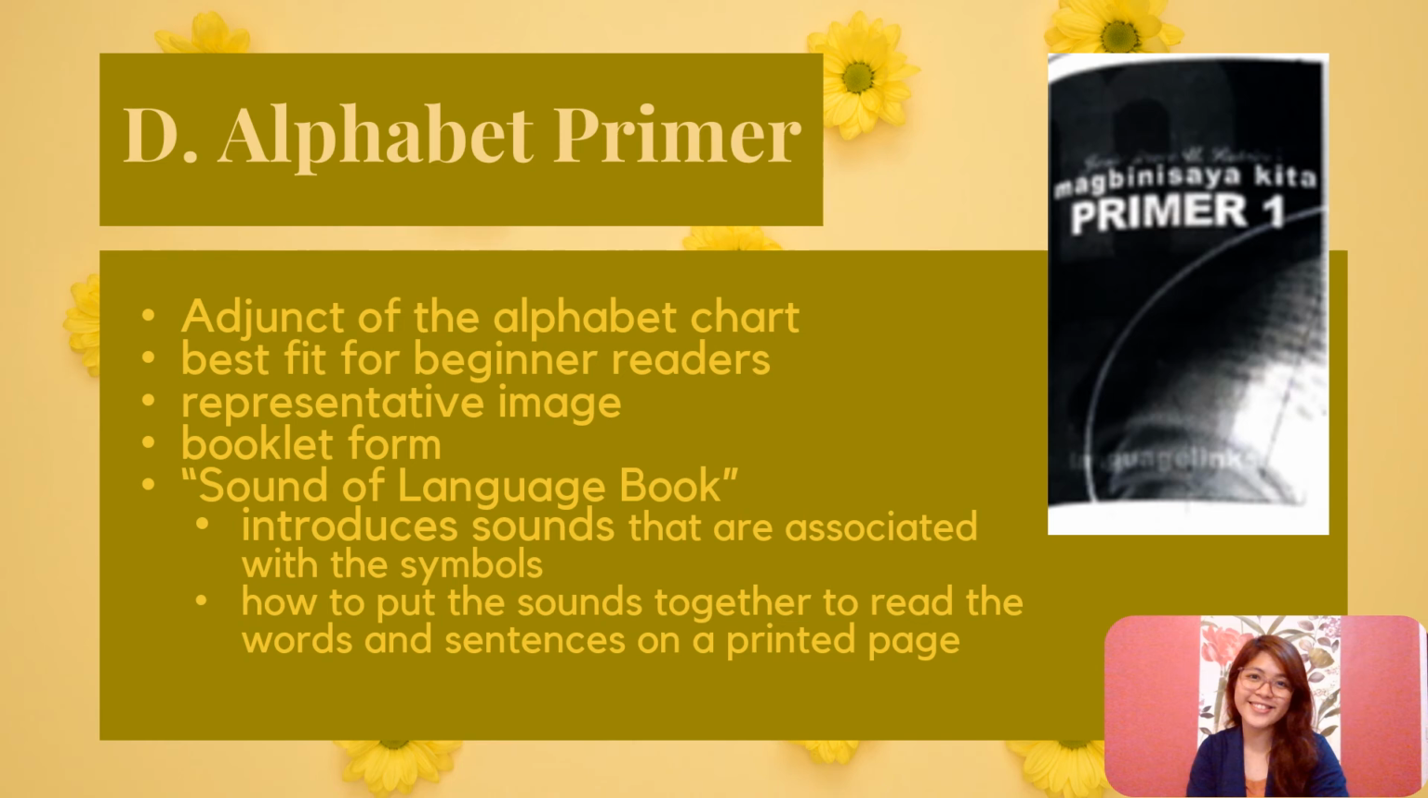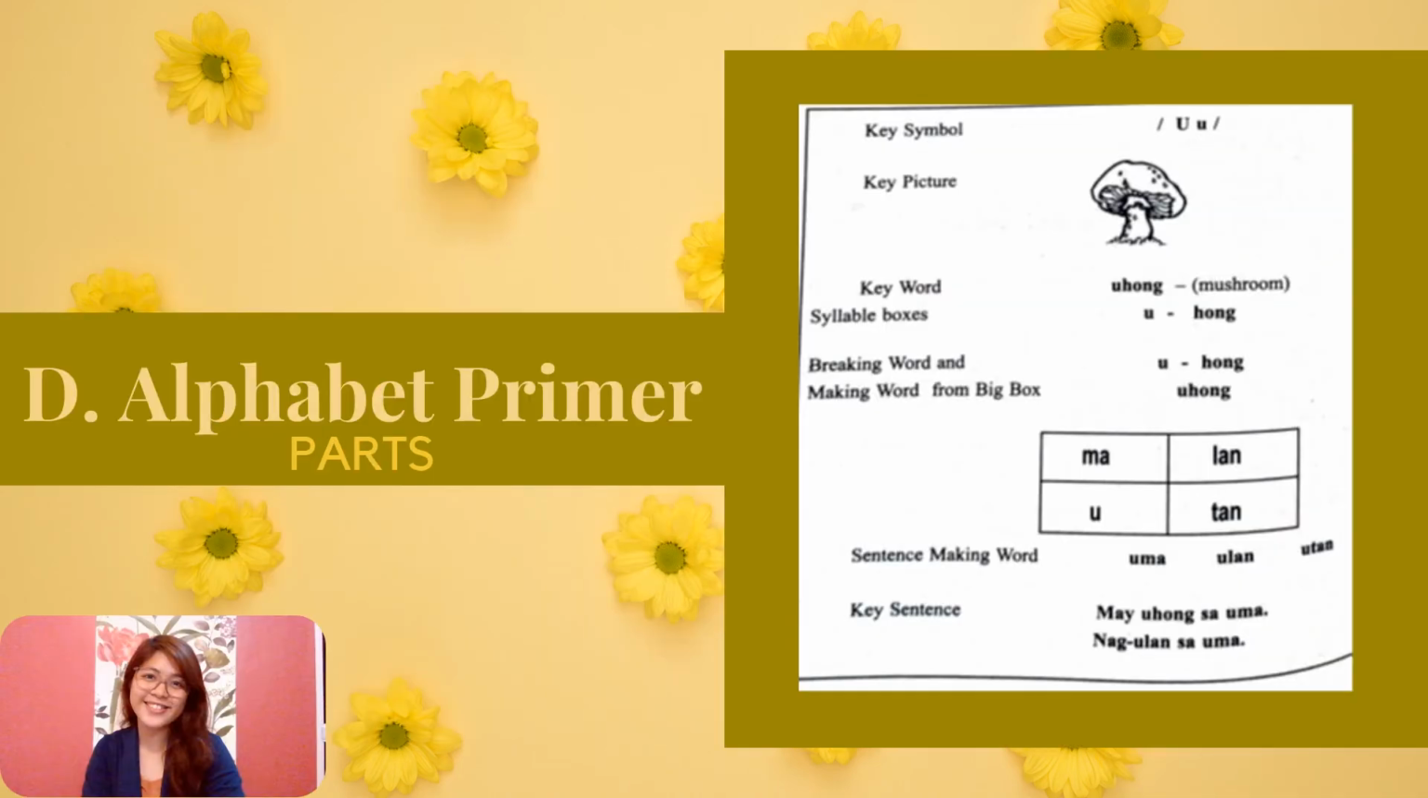As teachers, we may first use the alphabet chart, then the alphabet primer for specific uses, especially for beginner readers. It is also called the Sound of Language book, and it is in booklet form. The emphasis in the primer is the sounds that are associated with the symbols or the letters, and on how to put the sounds together to read the words and sentences on a thin printed page. Now let's go through the parts of the alphabet primer.